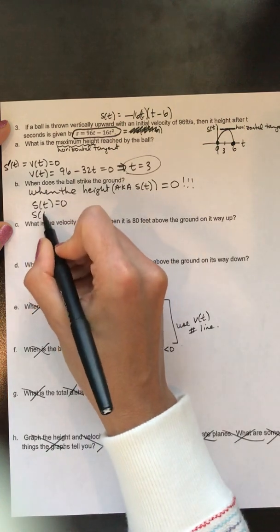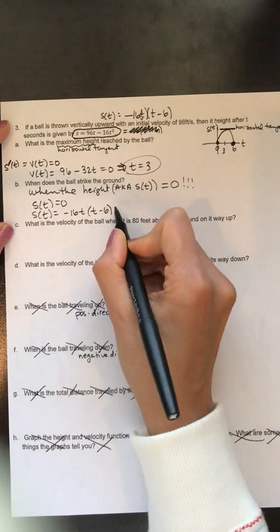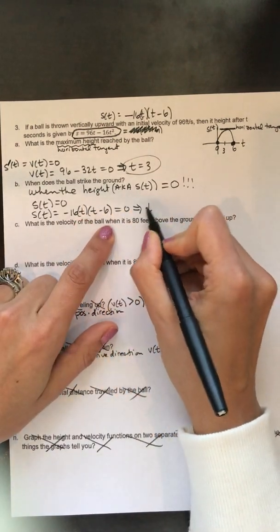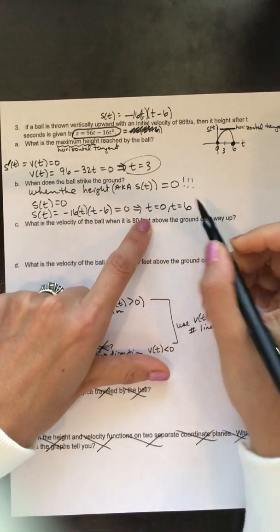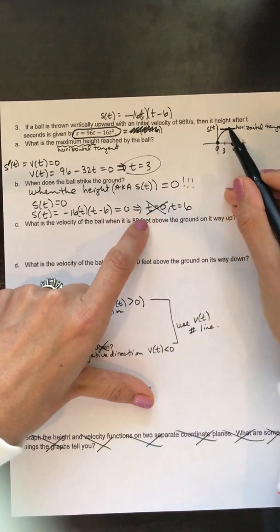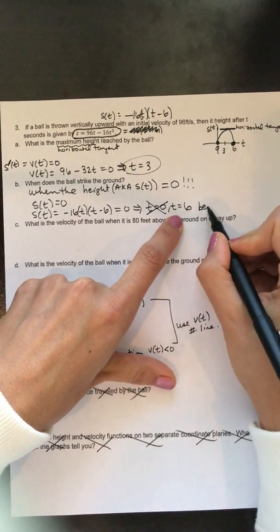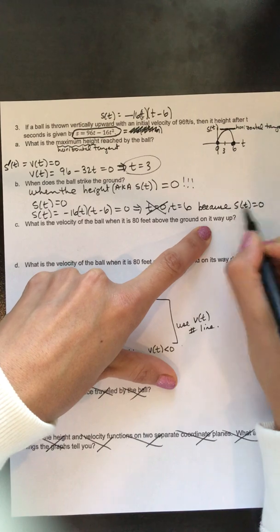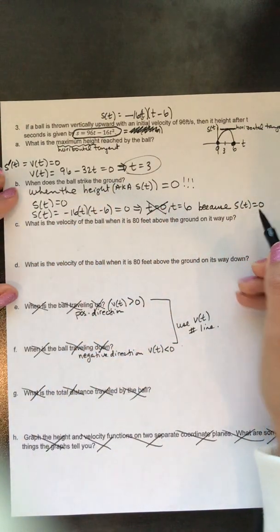Our s of t, which we factored into negative 16t times t minus 6, you set it equal to 0, and the two time values are t equals 0 and t equals 6. But you have to kind of know how to answer the question because it says, when does it strike the ground? At t equals 0 is where it actually takes off from the ground, so you don't want to include that in your answer. You want to say at time equals 6. Why? Because s of t equals 0, because the height is 0. Striking the ground means the height of the ball is 0 above the ground.